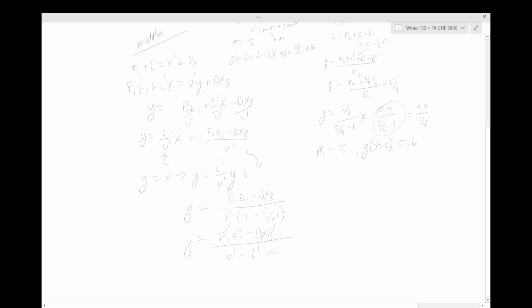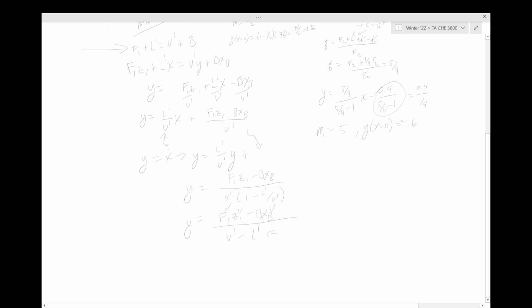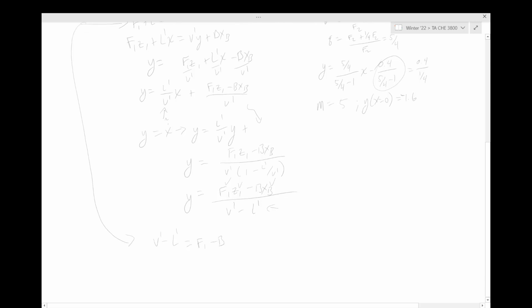In order to solve for that, we can go back to our middle operating line. So to solve for our middle, we can go back to our overall mass balance. Doing that, I'm going to bring it down here and solve in terms of V minus L. So let's solve in terms of V prime minus L prime, which is simply going to be equal to our feed 1 minus our bottoms. So we can plug that into here. If we do, we get that our y equals all this.